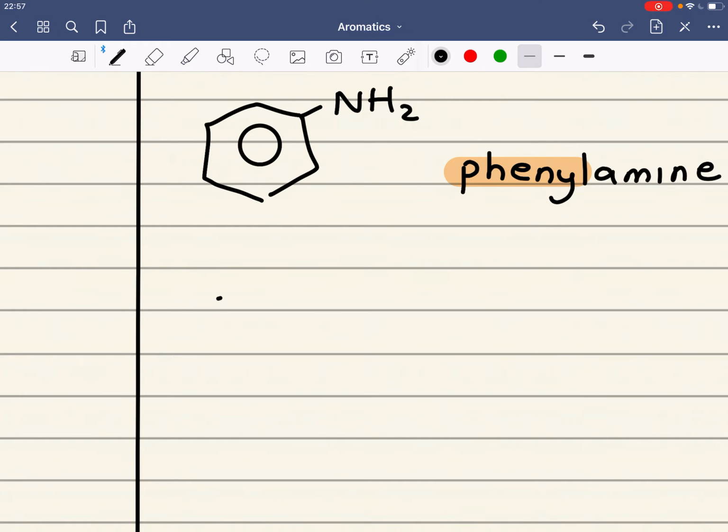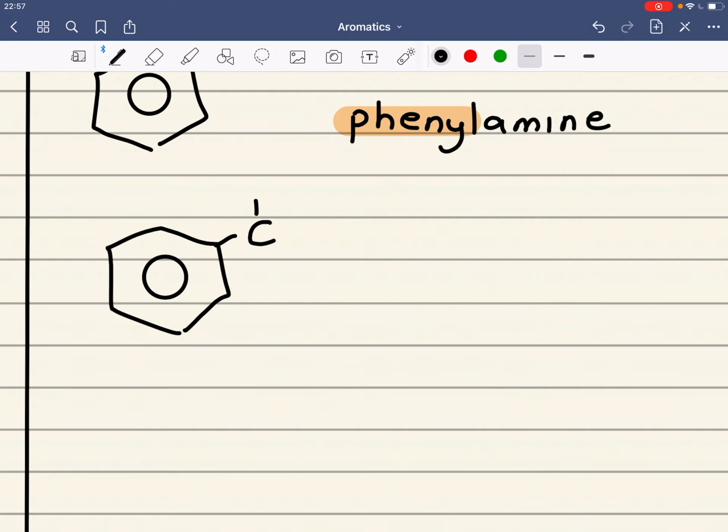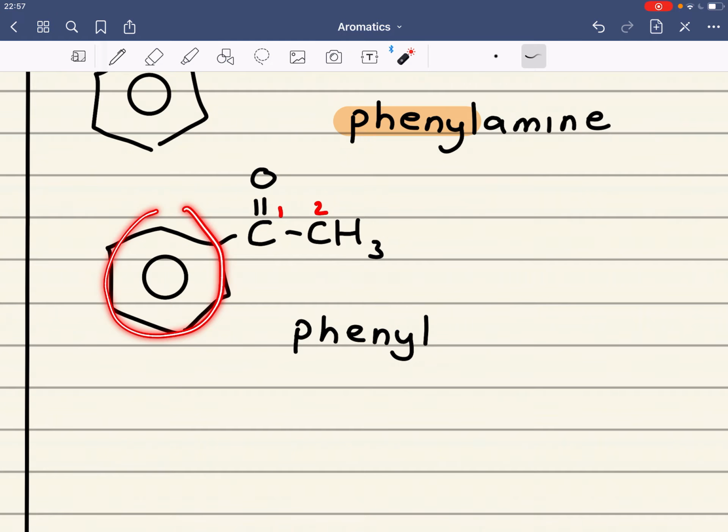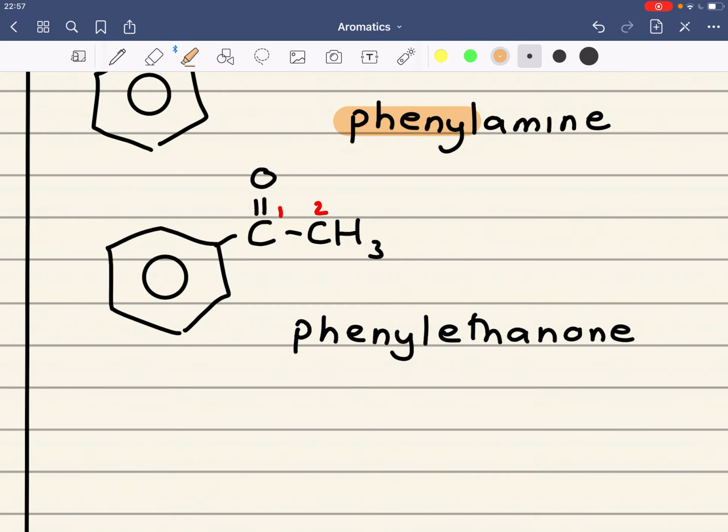Another example would be something like, if we've got a ketone, well, this is carbon 1, carbon 2, and what we'd have there is something called phenyl. That's my phenyl group, and it's attached to a ketone with 2 carbons. This is actually called phenylmethanone. So my phenyl again is my prefix.